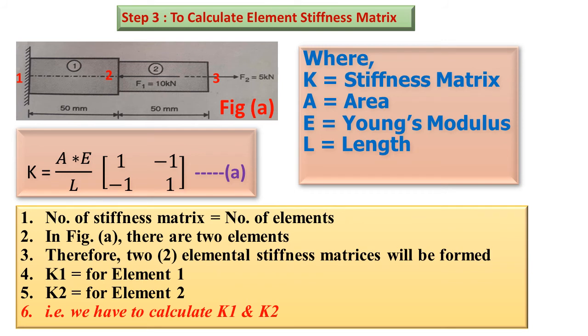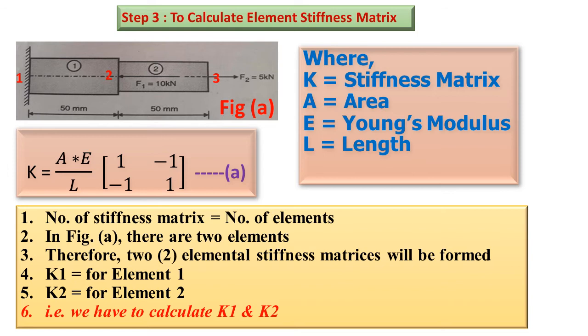From this diagram, as we can observe, there is a rule for a 1D element, that the number of element stiffness matrices is equal to the number of elements, and this is only for the elemental stiffness matrix. Means if there are two elements, two elemental stiffness matrices will be formed. If there are three elements, three stiffness matrices will be formed. If there is only one element, in that case only one stiffness matrix will be formed.